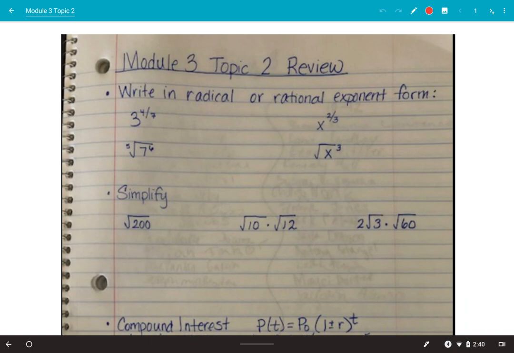Sorry about the picture, how it's a little bit different. I had to take a picture of my notebook where I had all my notes, and I'm going to break from there. So the first one is we want to write it in radical or rational exponent form. So if you can see it, we're going to go from this form, just being able to rewrite it.